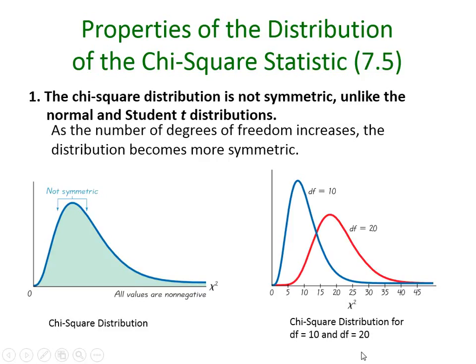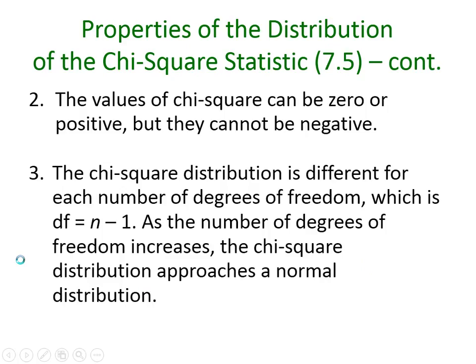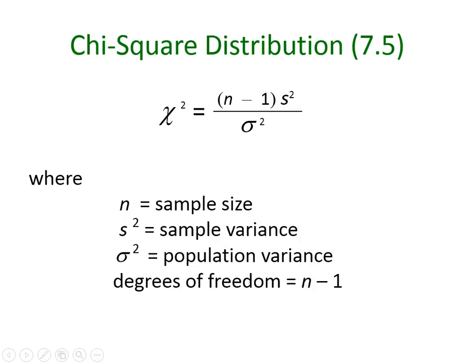So a lot more of your values are over here to the left, and it just keeps going to the right a lot farther. This one's got the degrees of freedom of 10 compared to the degrees of freedom of 20, which is getting to be a little bit more like a normal distribution. So it's getting to be more symmetrical, but it's still not there. That tail goes off to the right a little bit farther still, even with 20 degrees of freedom. Also, the values of a chi-squared can be 0 or positive, but they can't be negative. That makes sense if you look at where it's coming from.